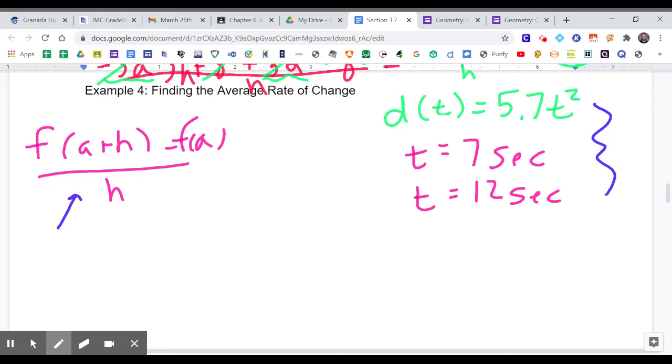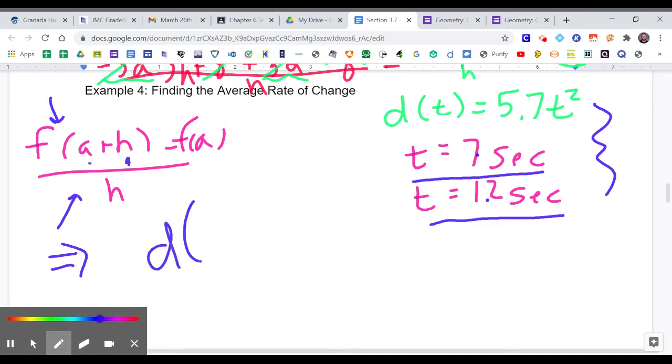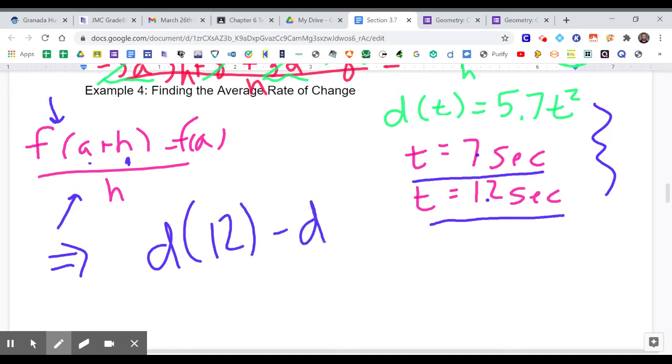What we're going to do is look at our function, a being the original time. So that would be at time 7 seconds. So a plus some h amount. And we want h to be some number that gives us 7 to 12. So really, we're going to use our function as d, distance. Distance at time 12 minus distance at time 7, divided by, and what we're dividing by is basically what am I adding to 7 to get 12? So h is that difference, which is 5, right?